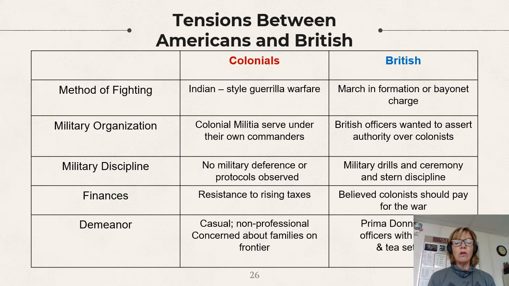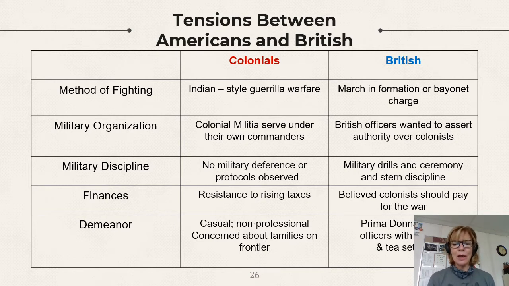So anyway, the colonials fight like the Native Americans using guerrilla warfare. The British march in these straight rows with their formations at charge, or with their bayonets at charge and ready. The military organization for the colonials, there really isn't any, and they work for their commander, a colonial commander, not a British commander. The British have that whole rank structure, lieutenant, captain, colonel, general, all those different things, right? And you have to give deference to authority and everything else. Military discipline, there really isn't any for the colonists. They're just kind of lackadaisical. We're just going to go fight these people and go home.